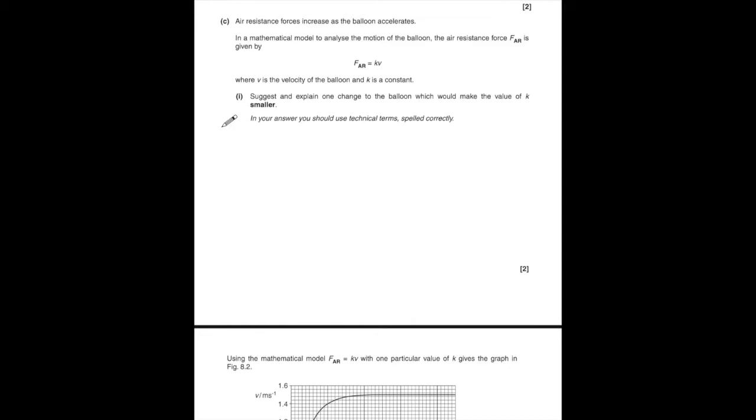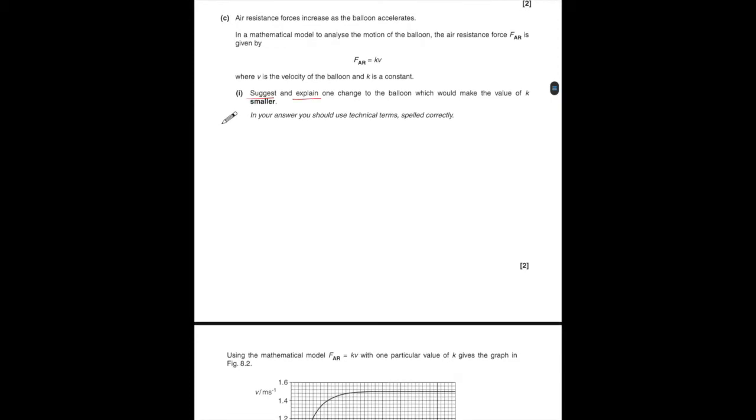Okay, so now we've got air resistance forces increase as the balloon accelerates. So we know that from work at GCSE on freefall. A mathematical model to analyse the motion gives the air resistance force is equal to kV, where V is the velocity of the balloon and K is a constant. Suggest and explain, okay? So that means 2 marks, 1 mark for suggesting and 1 mark for explaining a change to the balloon which would make the value of K smaller. So what we're really looking for is something that is going to reduce air resistance, okay?